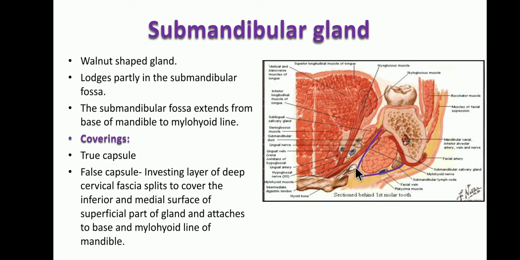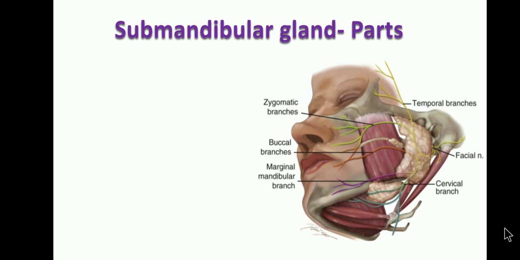So now the gland is covered on the inferior surface, as you are seeing, and on the medial surface, the superficial part especially, but not the lateral surface, because the lateral surface is in close contact with the mandible. That is the splitting of the investing layer of the deep cervical fascia.